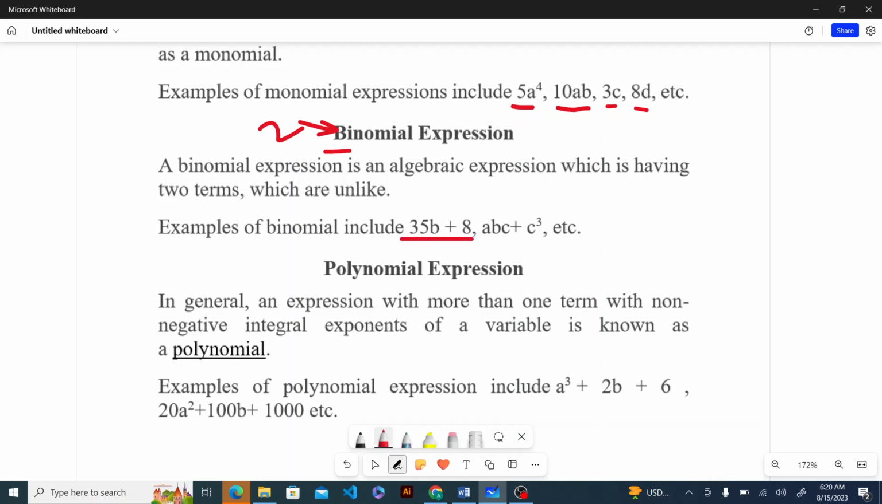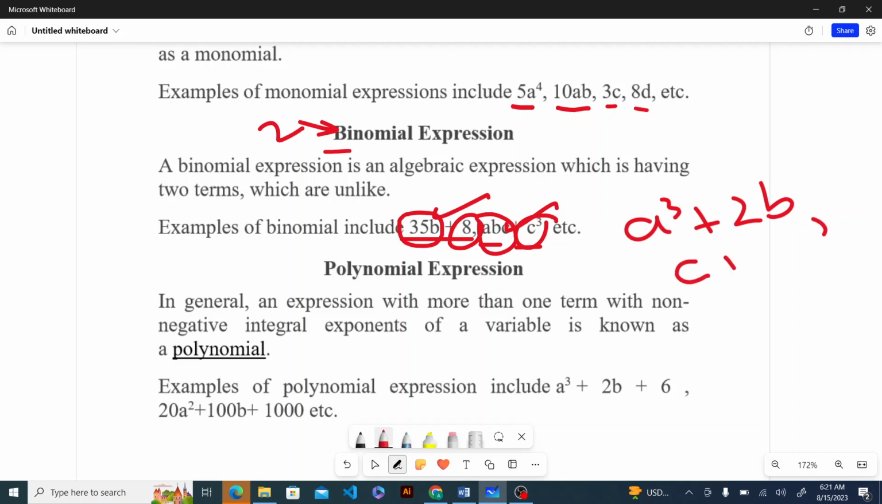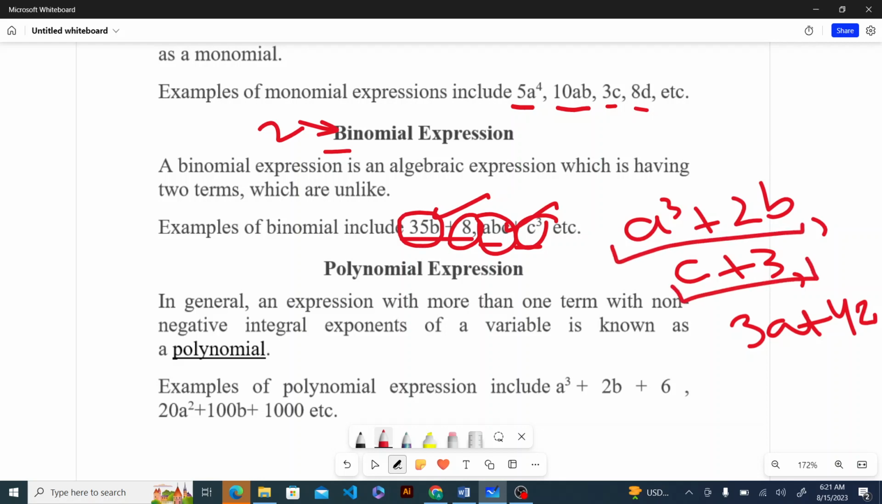Like this one, this is the first example, 35b plus 8, because it has two terms. 35b is one term and the second term is 8. Then abc plus c cube, abc is the first one and c cube is the second term. So these two are the examples of binomial expression. We can have many others as well, like a cube plus 2b, or c plus 3, or 3a plus 4z. These all are the examples of binomial expressions because they are the algebraic expressions which have two terms in them.